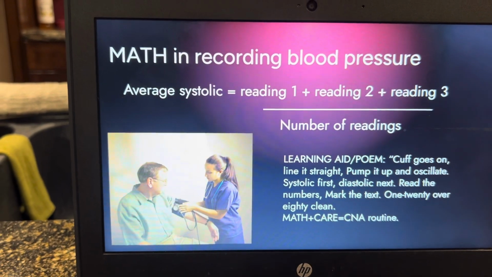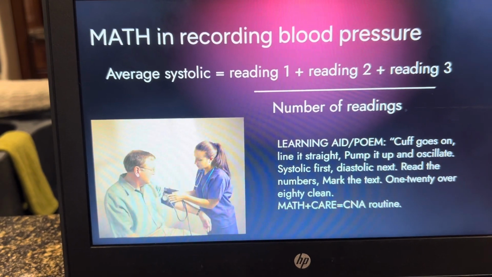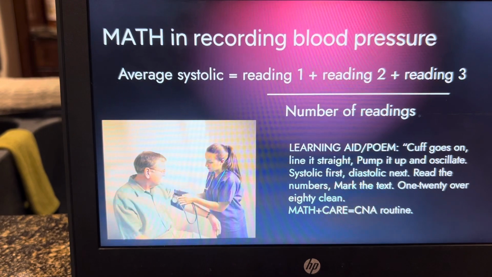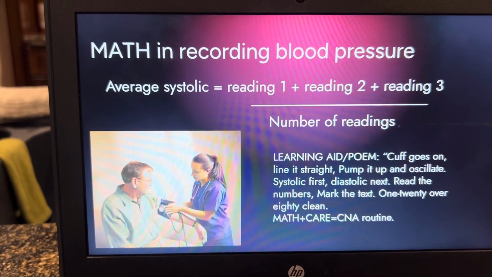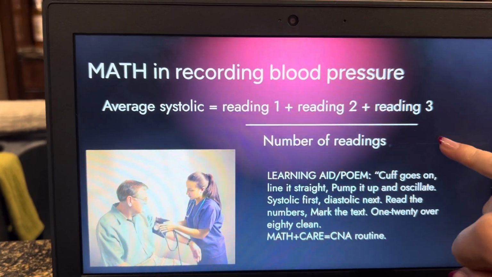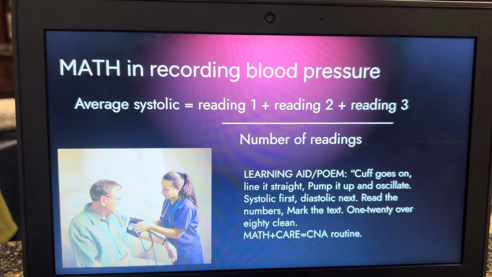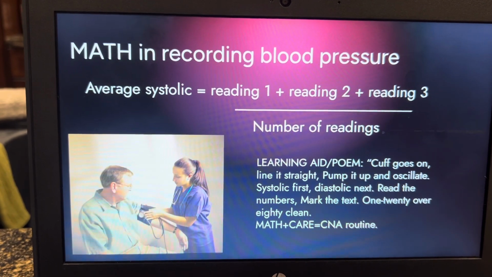Okay, and then the math for blood pressure. It uses subtraction and averaging. They might have to take the blood pressure multiple times to find the average, especially if the patient is restless or irregular. So in this instance, they did it 3 times. They would add up each of them and then divide by 3 to find the average blood pressure. That just helps it become more accurate.